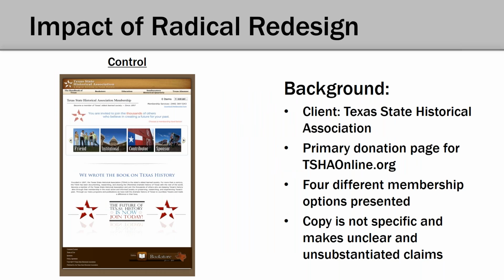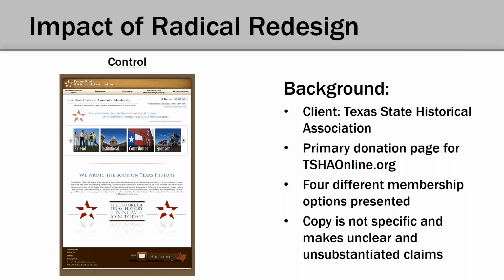This is a test that was performed with the Texas State Historical Association. This is their primary membership sign-up page. This is the control version of that page. There's different membership options up at the top. There's an element of value proposition: we wrote the book on Texas history. There's some copy that explains that. There's a call to action: the future of history is now.